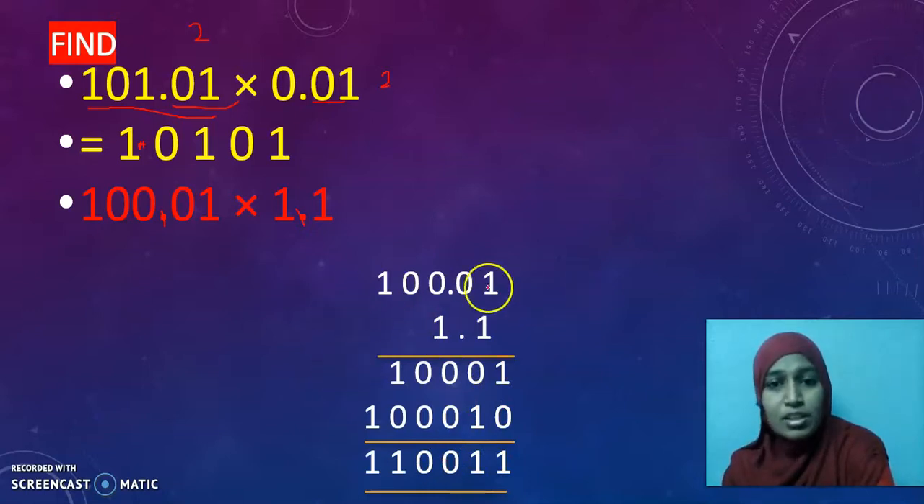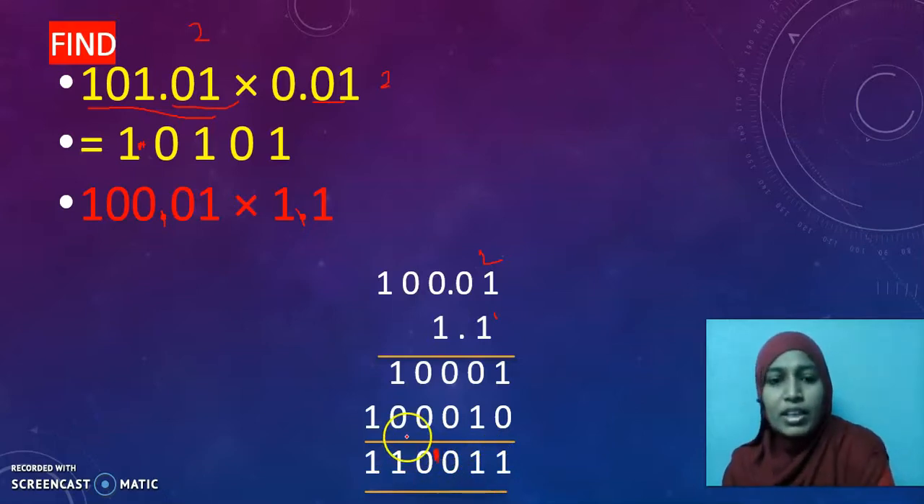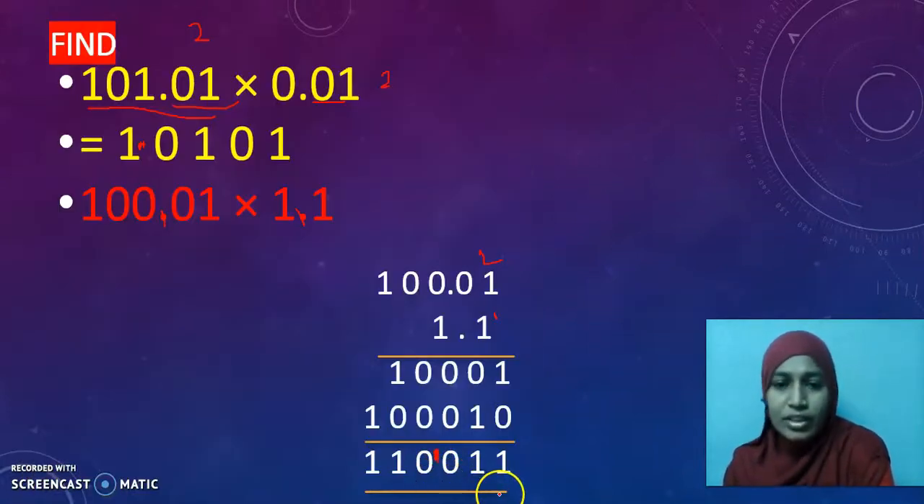So now where to place the decimal point? How many decimal places do I have here? 2. Here I have 1. So totally I have 3 decimal places. So leave 3 digits from the back, 1, 2, 3, and place the decimal point. So what will be my answer now? 110.011. Is it clear, my dear children? That will be my answer. So what is the answer? 110.011 is the right answer.